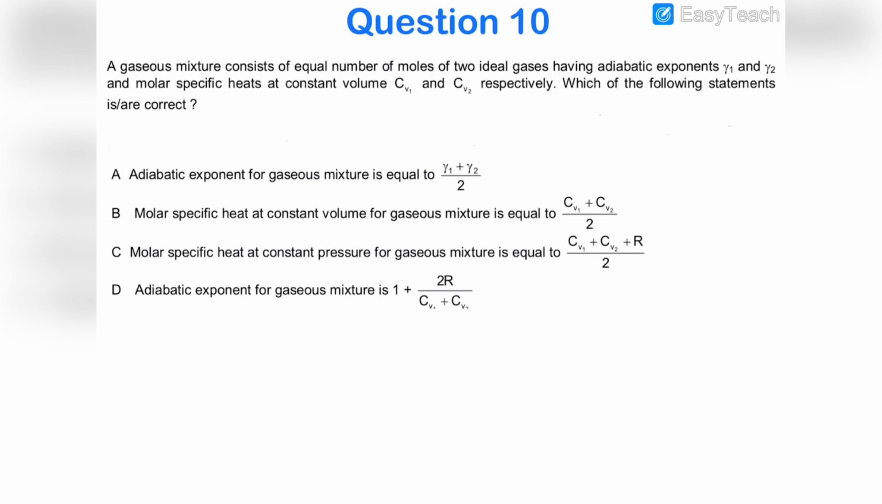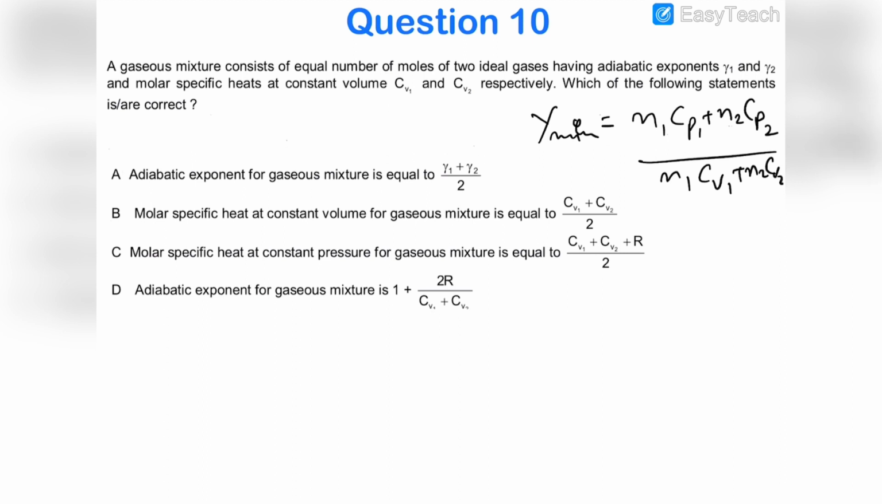We know that the gamma of the mixture, let us first write down, is equal to (N1 Cp1 plus N2 Cp2) upon (N1 Cv1 plus N2 Cv2), and N1 and N2 are equal. So gamma is not (gamma 1 plus gamma 2) by 2. So option A is incorrect.